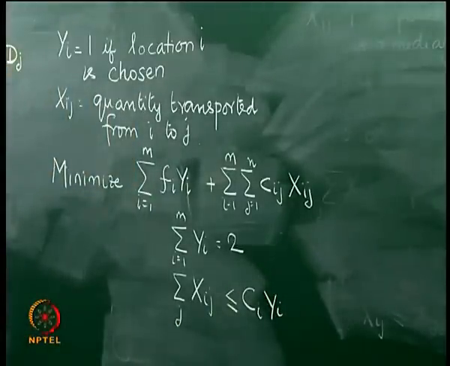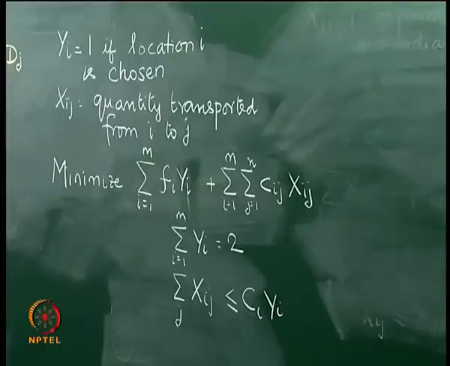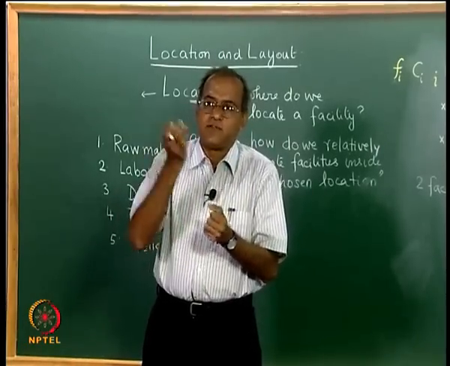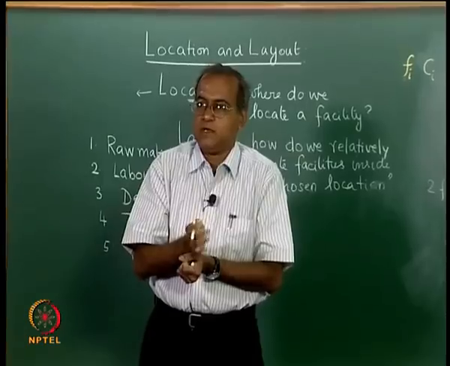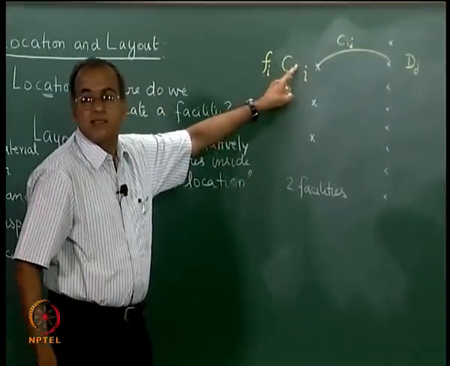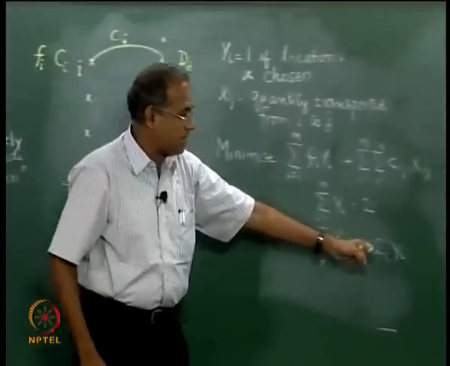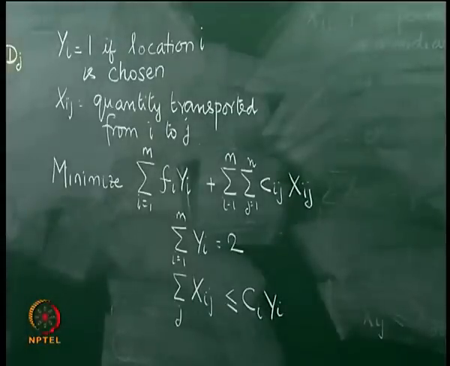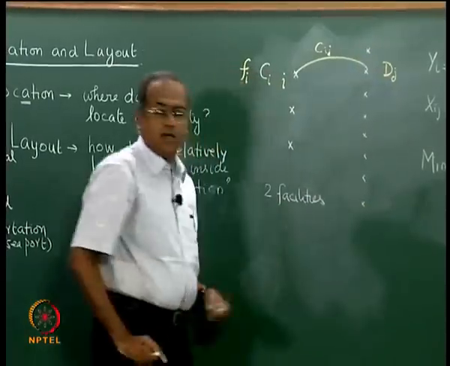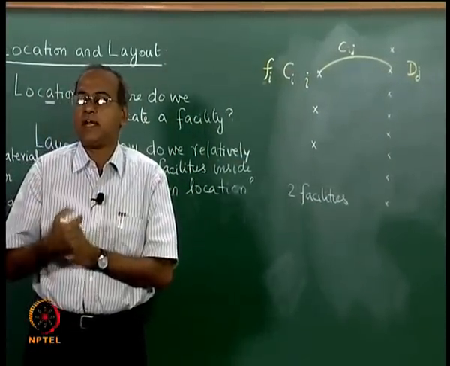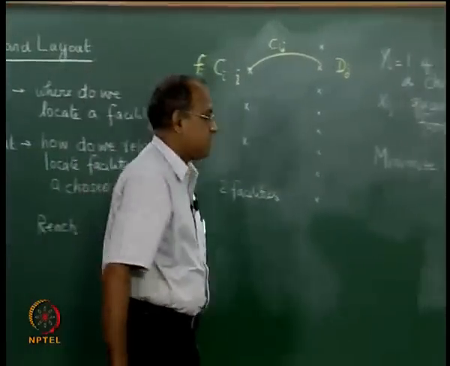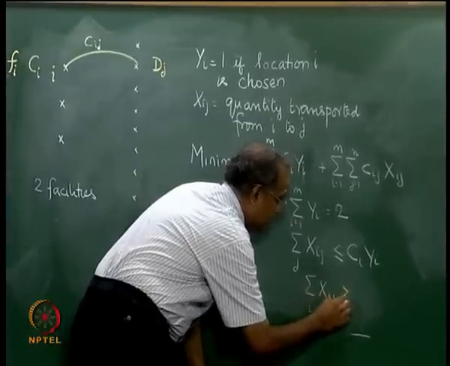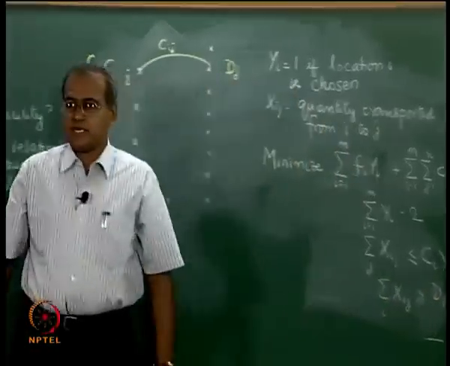The Ci is the capacity and Yi comes because only when Yi is equal to 1 this capacity is available when the facility is located there. So if this is not chosen, then nothing can go out of it because the right hand side will become 0, all the corresponding left hand sides will have to be 0. Now as far as each demand point is concerned, whatever it receives should be greater than or equal to the demand there. So sigma Xij summed over I is greater than or equal to Dj.